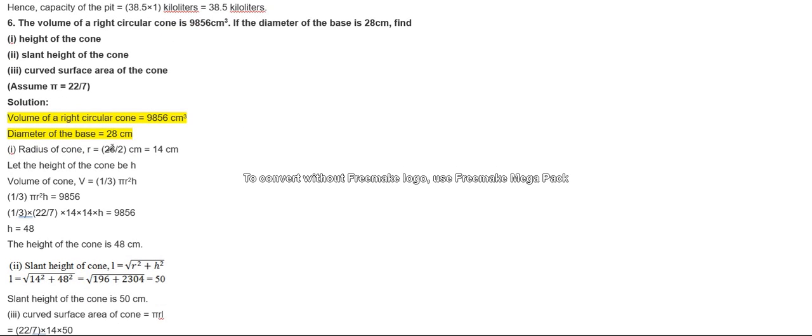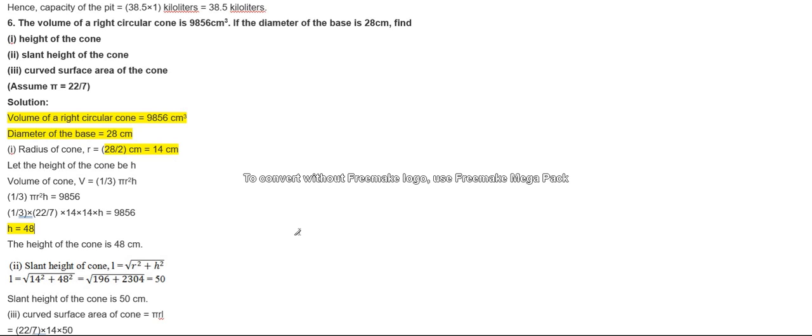Once diameter is known to us, what can we find out? We can find out the radius with the help of that diameter. Now, volume is known to us and we have to find out the height of the cone. From the formula only we can find it out, because in the formula we have pi r square h. We have both radius as well as height. So in the formula, volume is equal to 1/3 of pi r square h, we put all the values. In those values, h is unknown. So by doing the cross multiplication, we can easily find out the height, that is 48 centimeter.